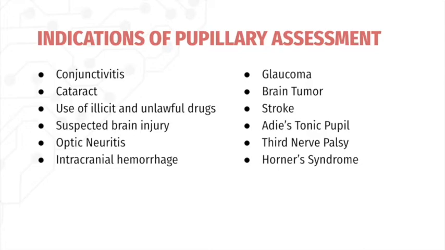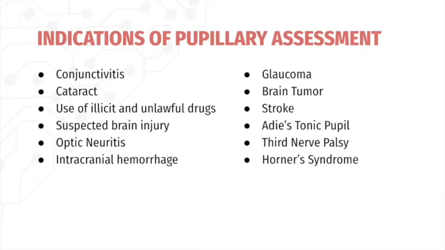The next is Adie's tonic pupil. It is an anisocoria where the abnormal pupil is larger and does not constrict to light but slowly constricts to accommodation. The next one is third nerve palsy. Confirming a third nerve palsy with pupillary assessment can either be partial or complete. A complete third nerve palsy is evidenced by a fully dilated pupil, fully abducted down and out eye, complete ptosis, and no constriction to either light or accommodation.